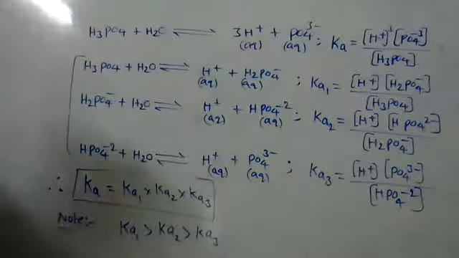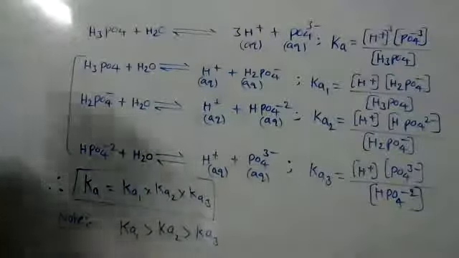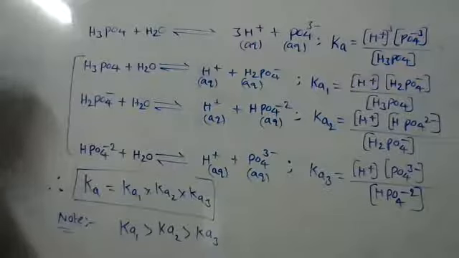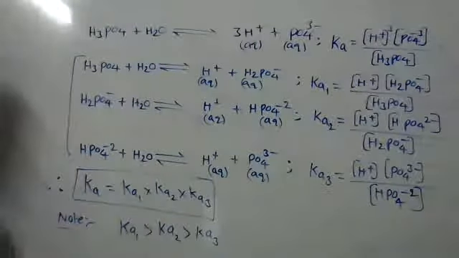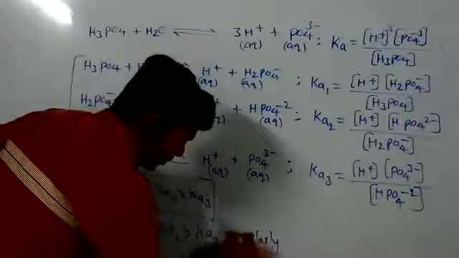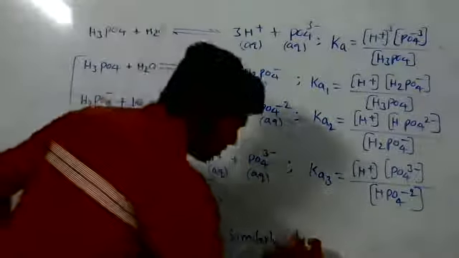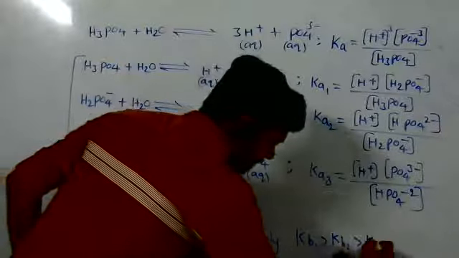Not only for acids, similarly for bases we can apply the same. Similarly, Kb is equal to Kb1 into Kb2 into Kb3. This is the note point we may also write. Similarly, Kb1 is greater than Kb2 greater than Kb3. This is for bases.